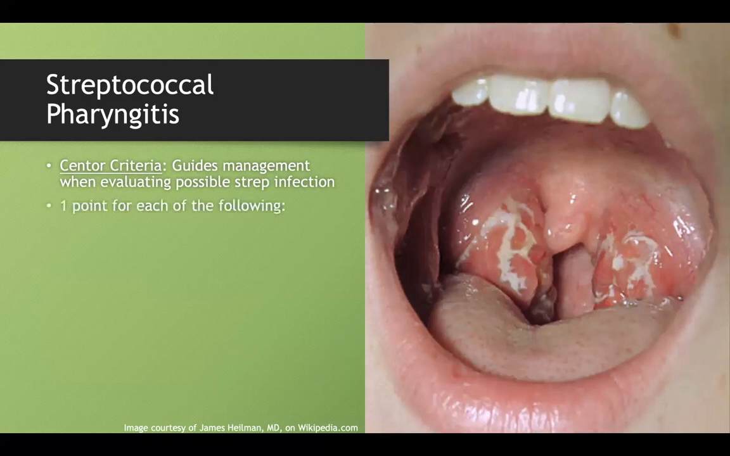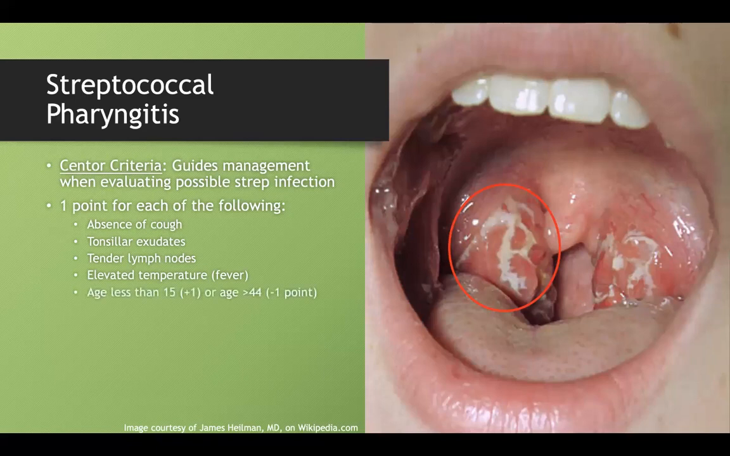And so the Centor criteria, you get 1 point for each of the following. Absence of a cough. If you don't see a cough, you get a point because strep throat does not cause a cough. If you have tonsillar exudates, like the ones you can see to the right, that gives you a point. If you have tender lymphadenopathy, you get a point. If you have elevated temperature, like a fever, you get a point. And this is kind of an interesting little subcategory here. Because strep throat is so common in young kids, if you're less than 15, you get a point.